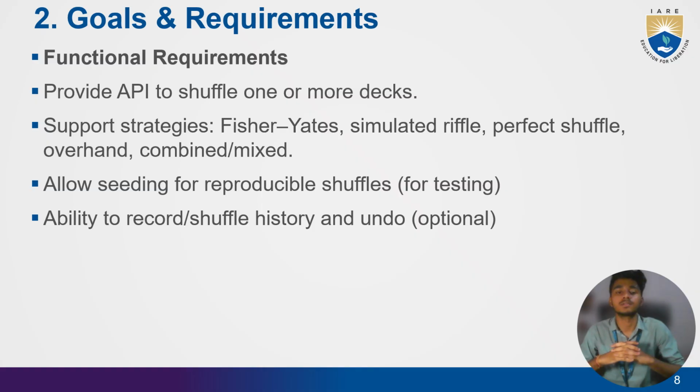Goals and requirements. Functional requirements: provide an API to shuffle one or more decks. Support strategies: Fisher-Yates, simulated riffle, perfect shuffle, overhand, combined or mixed. Allow seeding to reproduce shuffles for testing. Ability to record shuffle history and undo, optional.